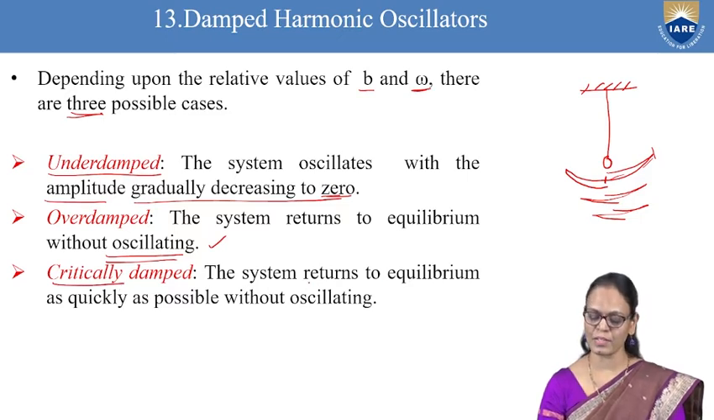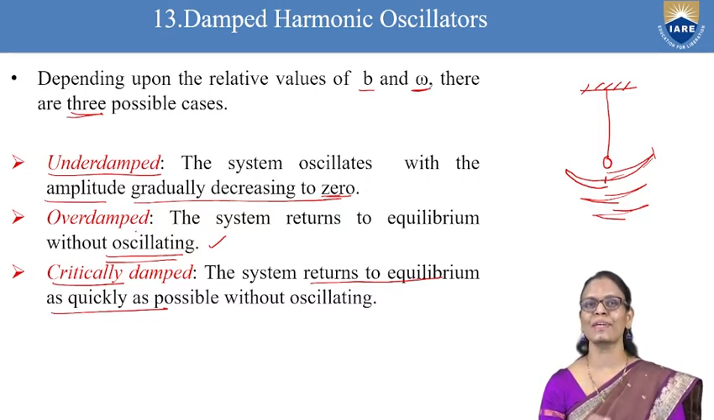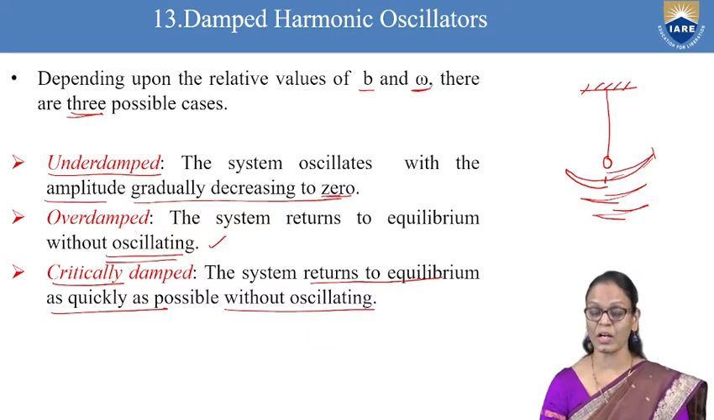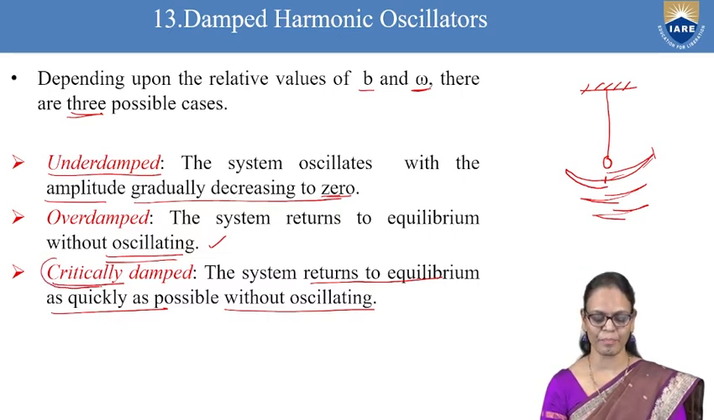The system returns to equilibrium as quickly as possible. That is the main difference between overdamping and critical damping. In overdamping also, it comes to rest without oscillating. In critical damping also, it comes to rest without oscillating. But here, in critical damping, we want the system to come to rest as quickly as possible.